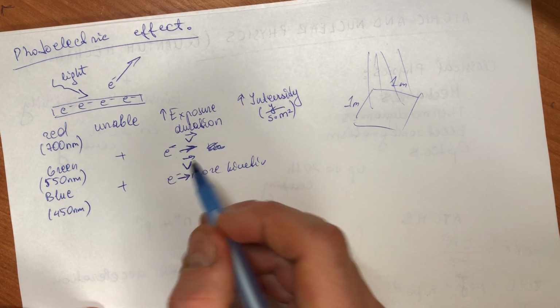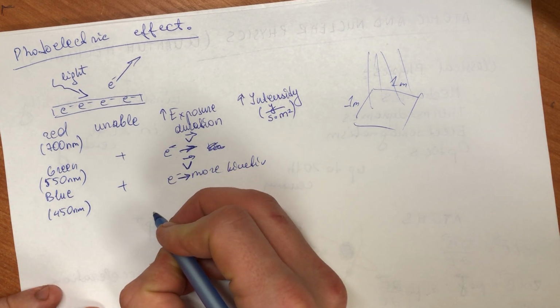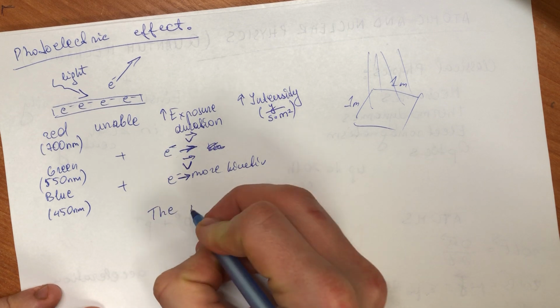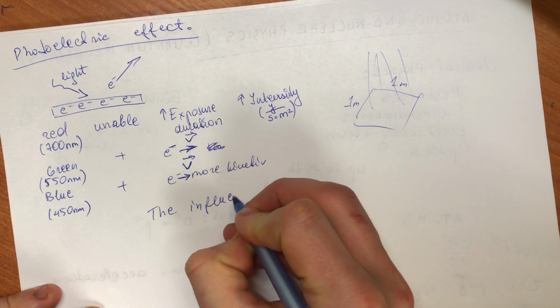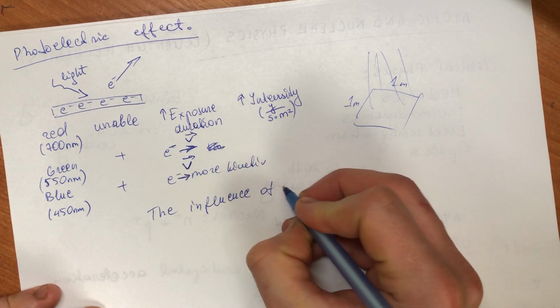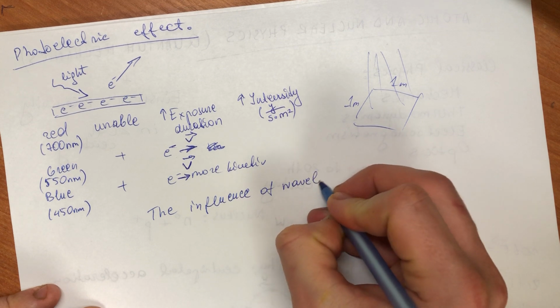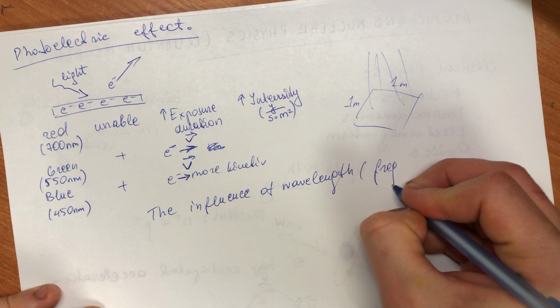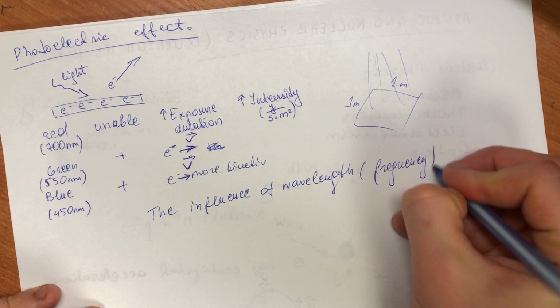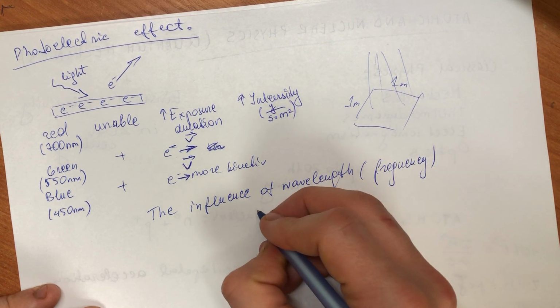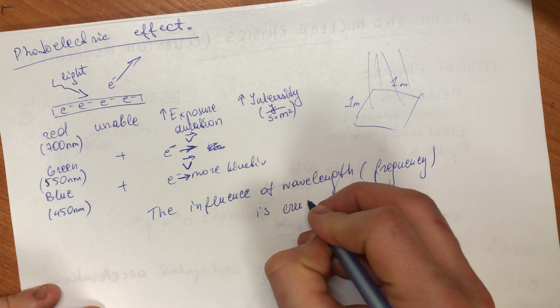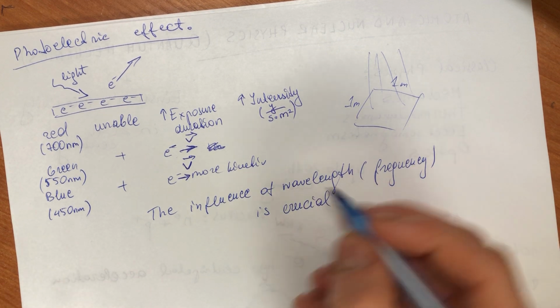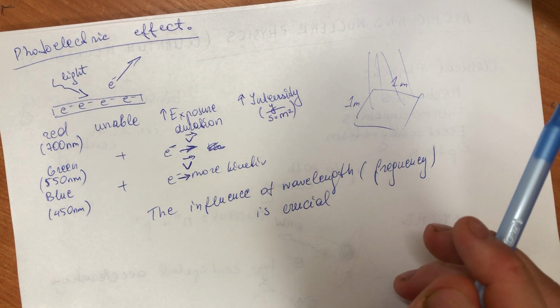So this means that the influence of wavelength or frequency, because they are related, yes, is crucial in this photoelectric effect. So what did Einstein do?